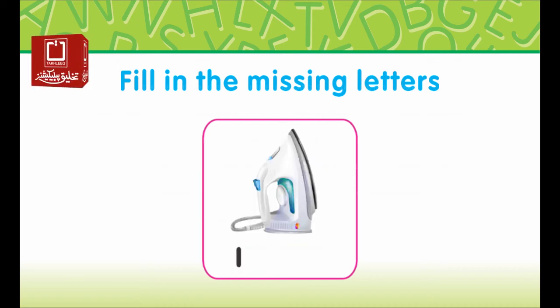Here we see the picture of an iron. Here is written I dash O N. The spellings of iron are I R O N, iron. Here letter R is missed, so we write here R.